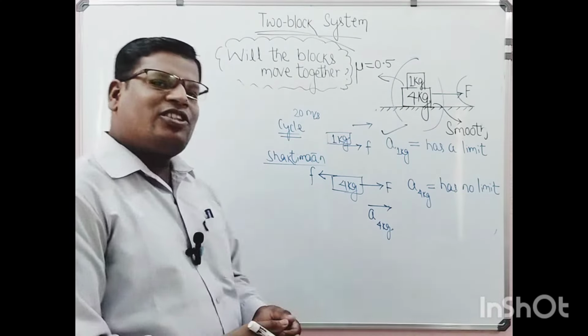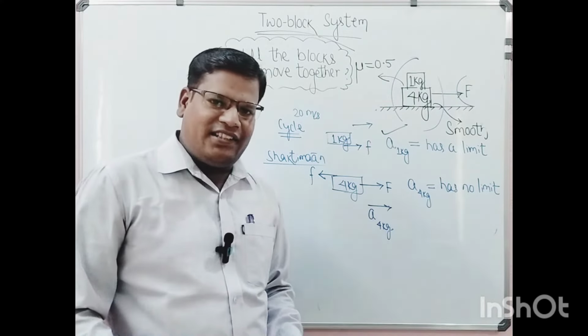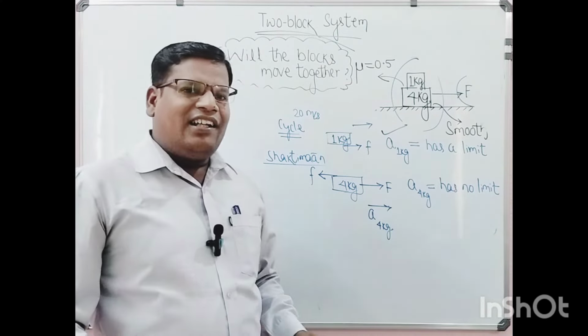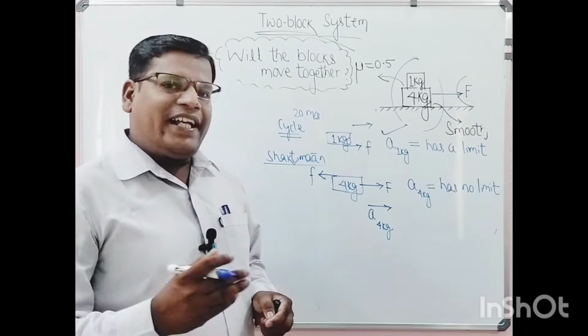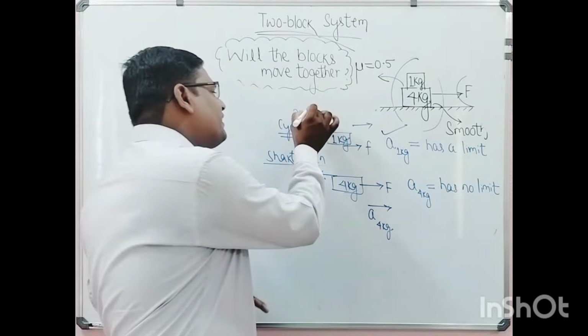So that 1 kg block is, let's say, a cycle driver who has a limit. His maximum speed can be 20 meter per second. Now this 4 kg block, let's say, is Shaktiman, who can travel at any speed. Now tell me, what is the maximum speed up to which they can move together? The answer is whatever this one's limit is.